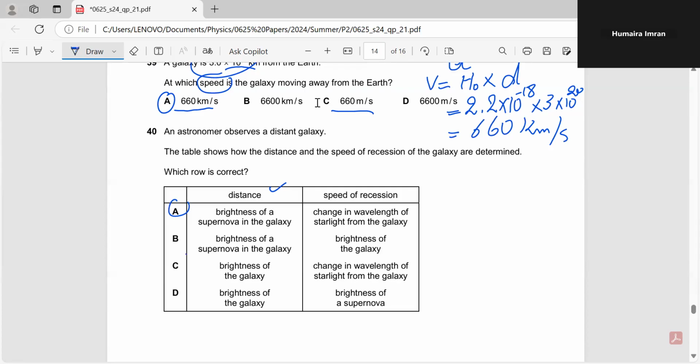And B is also there. But when we are talking about speed of recession, that is the change in wavelength of starlight from the galaxy. You have to recall the concept of redshift, which depends on the changing wavelength, because to calculate speed of recession, definitely redshift will be part of it. So according to that, option A is correct.